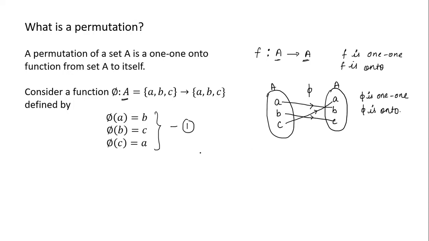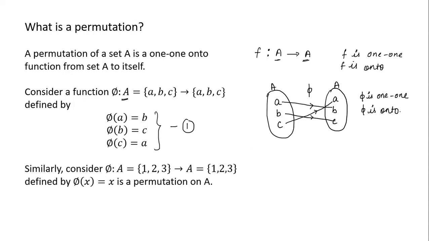Now similarly, consider phi from A equal to {1, 2, 3} to A equal to {1, 2, 3}. Then I can define another permutation phi on A as phi of x is equal to x, and let us see whether this is a permutation on A or not. Here we have defined that phi of x is equal to x for every element of A. We have three elements in A: phi of 1 will be equal to 1 itself, phi of 2 will be equal to 2 itself, and phi of 3 will be equal to 3 itself. Every element is mapped to itself.